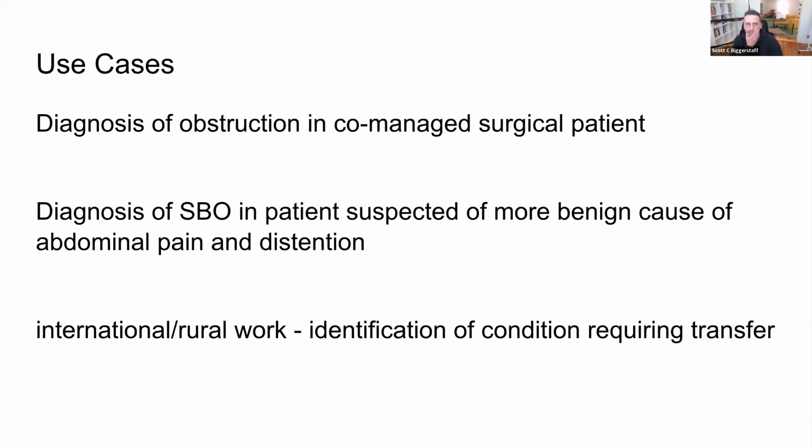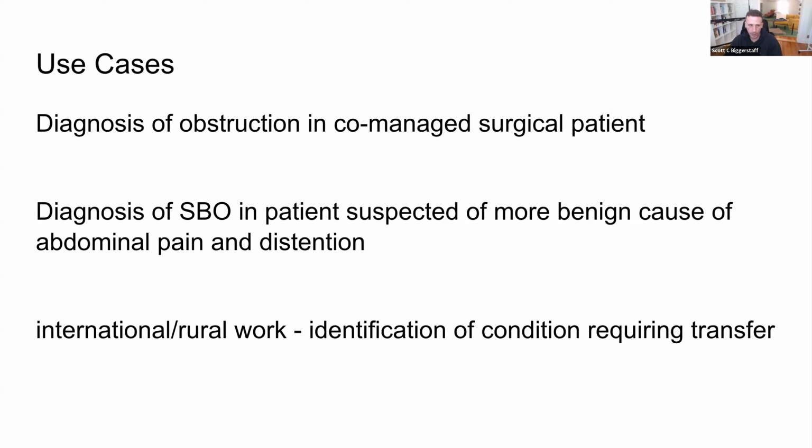Use cases for this, I would say diagnosis of obstruction in a co-managed surgical patient. So say a patient came in for a different abdominal surgery, and then all of a sudden they're not passing gas, they haven't had a bowel movement in a day, and you're a little bit concerned that they're not able to eat and drink, and probably your surgical colleagues are going to be on top of this and ordering abdominal imaging before you ever come at them with a probe.